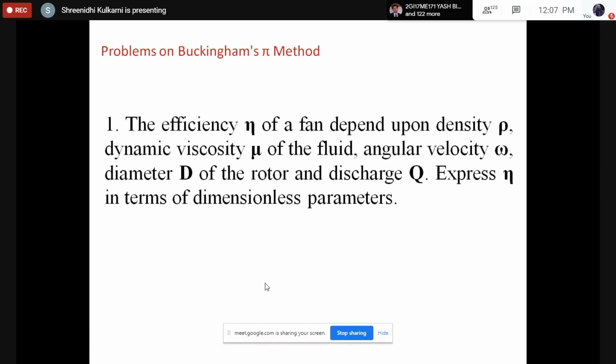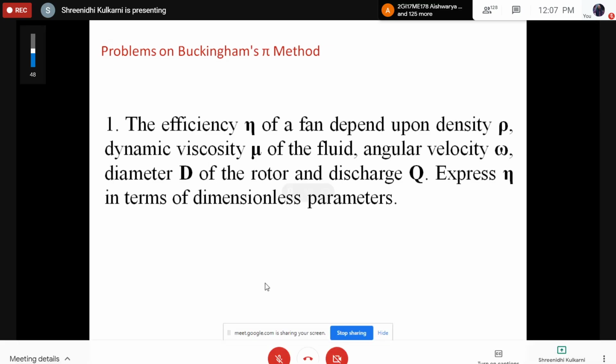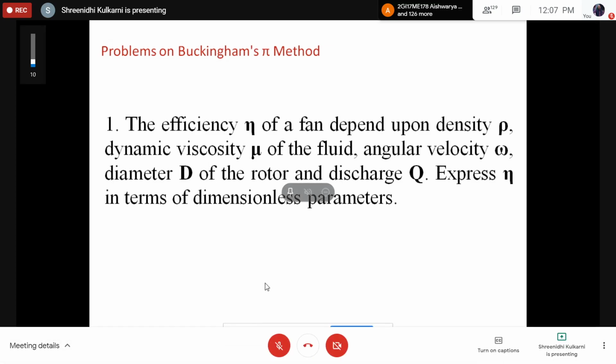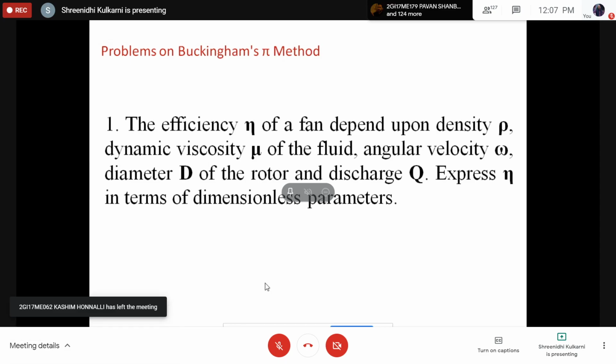Let efficiency be the function of density rho, viscosity mu, angular velocity omega, diameter of the rotor d, and discharge q. Once you have completed, you can unmute and tell, so I'll go for the next slide. Yes, sir. You can proceed. Okay, thank you.